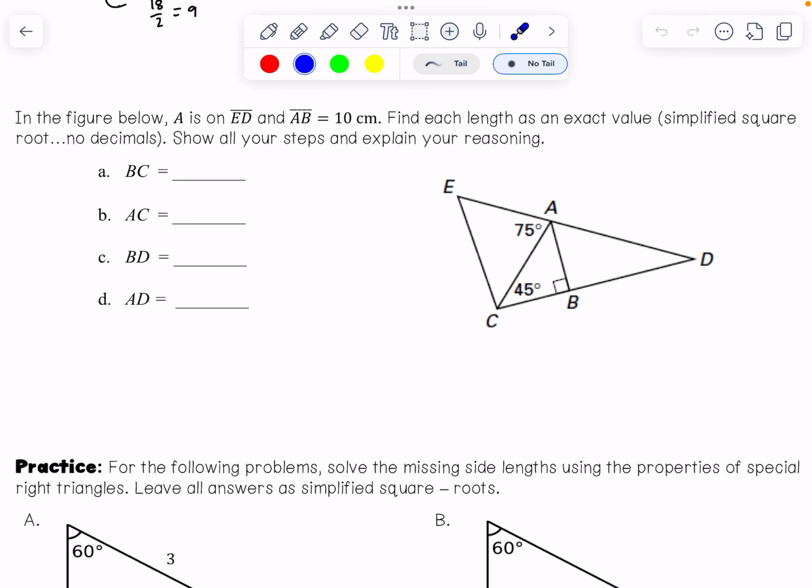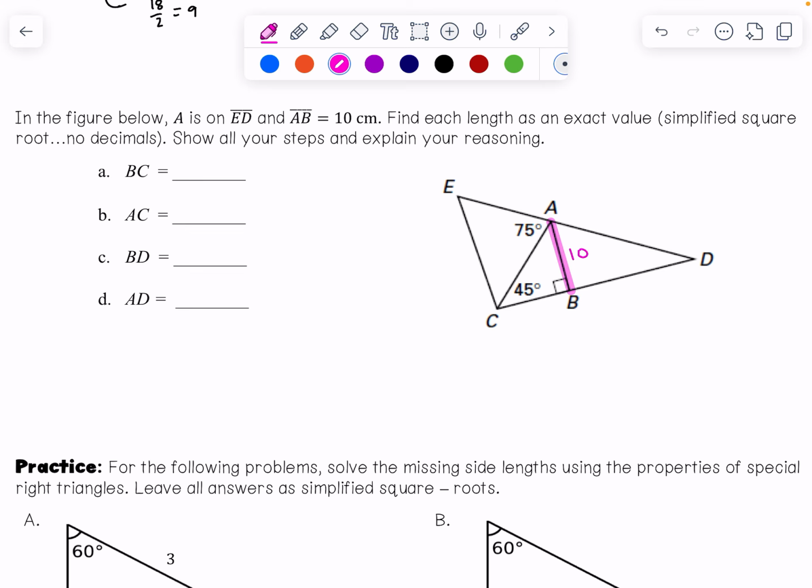In this video, we're going to be looking at how we can use the 45, 45, 90 and 30, 60, 90 in a larger triangle to figure all of these different pieces out. So in the figure above, A is on ED, and the length A to B is 10 centimeters. So the first part is obviously always reading your problem and putting anything in. So it told me that A to B is 10 centimeters. So I'm going to start with that really quickly.